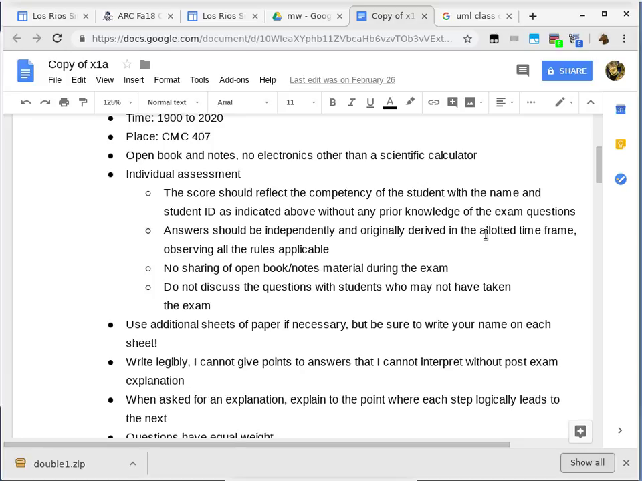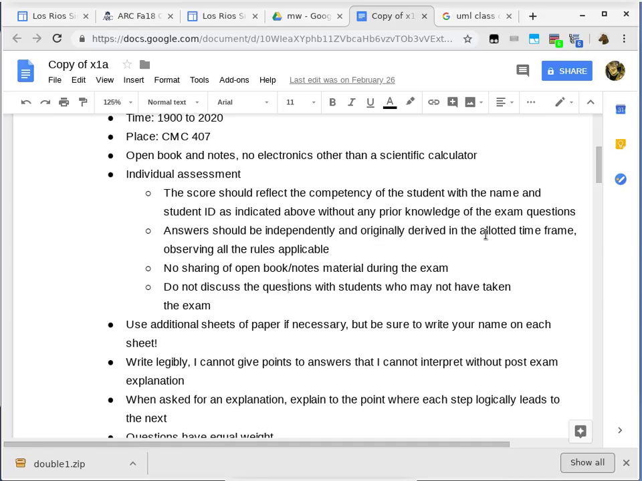If somebody comes back to me and says, oh, this squiggly line actually means blah, blah, blah, if I cannot interpret it without that person volunteering that information, I cannot give points to that, okay? So you just have to write in a way that is legible. When asked for explanation, explain to the point where each step logically leads to the next. When we see a question like that, I'll explain what I mean by that.